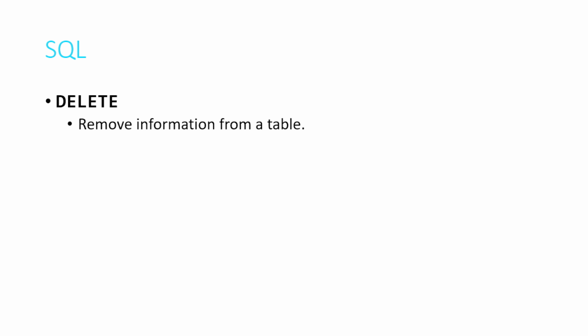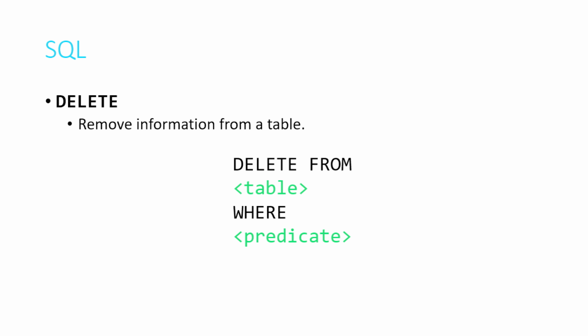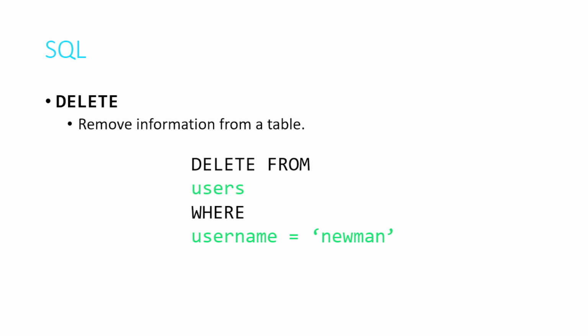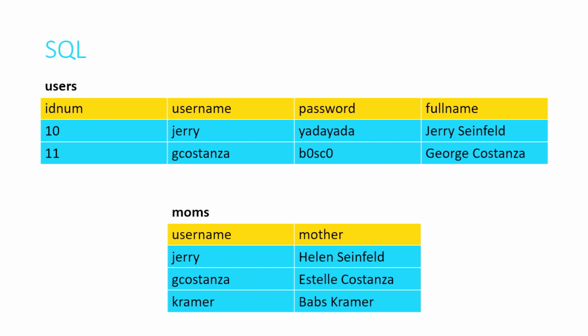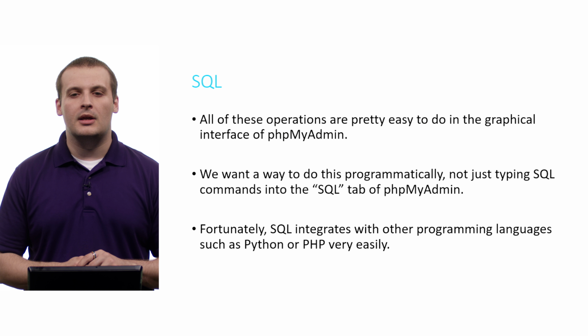And the fourth and final operation that we do in SQL most commonly is delete, which strikes or completely removes information from a table. The basic framework looks something like this: delete from some table where predicate, or again, where some condition is satisfied. So for example, we might want to delete from our users table where the username equals Newman. Now if we did that, and this was our table to start with, you can probably guess what's going to happen. After that query executes, the row whose username is Newman is no longer in our table.